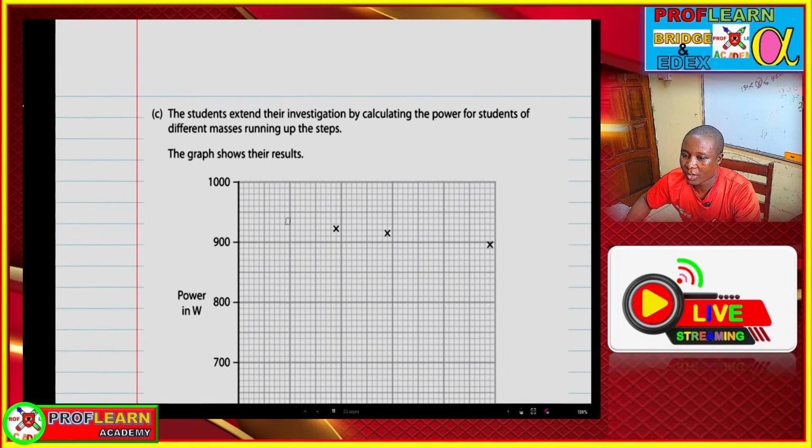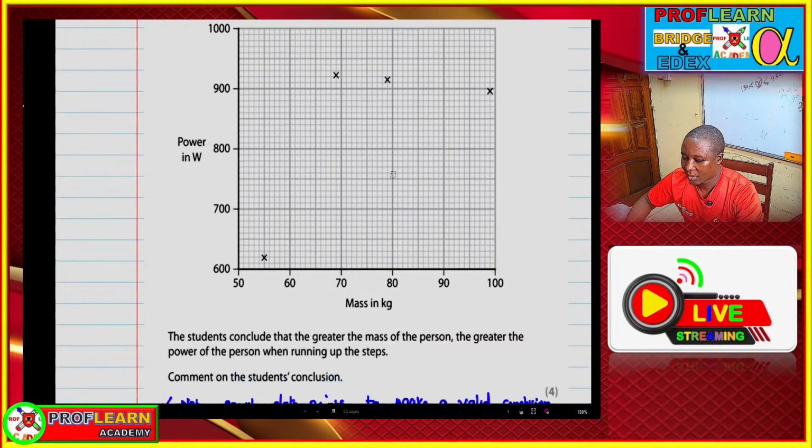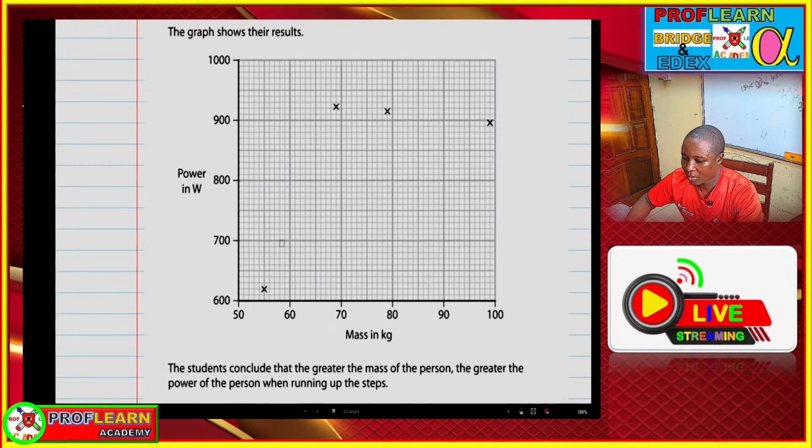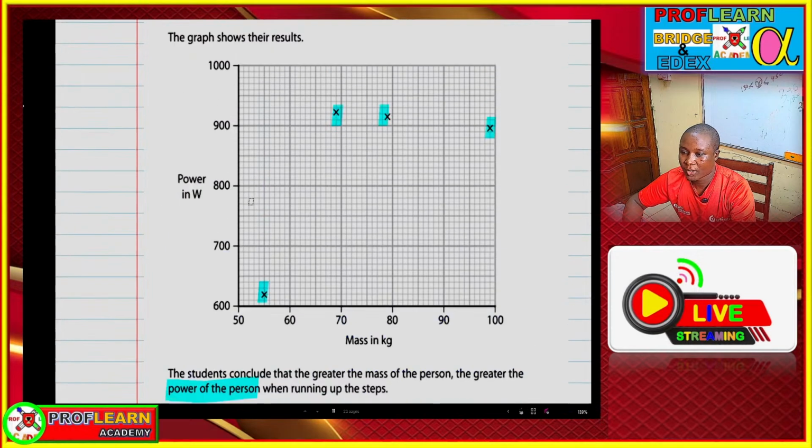In part C, we are told the student extends their investigation by calculating power of students of different masses running up the steps. And this is the data, these 4 values that were plotted. This was the first one that was done, but they did 3 other students, and they were able to have this conclusion that the greater the mass of the person, the greater the power when the person is running up.